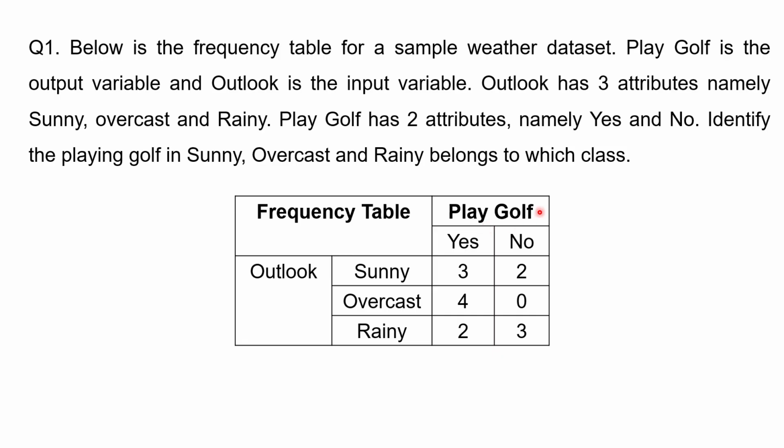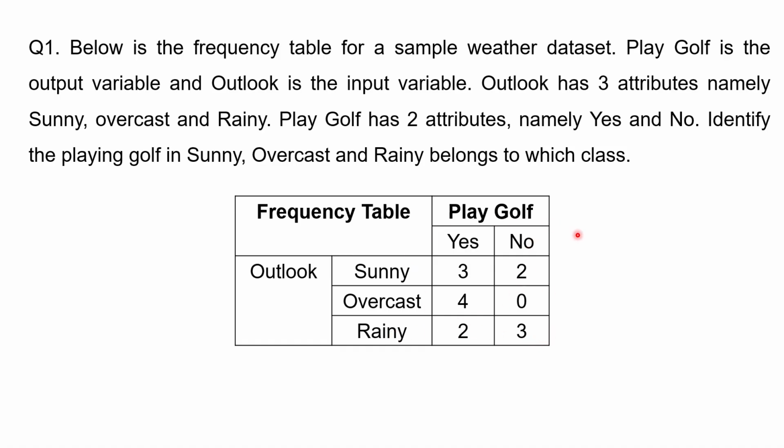So here play golf is the output variable and outlook is the input variable. This is the frequency table. Sunny following the yes class, the probabilistic value is 3 and sunny in the no class, the probabilistic value is 2. Similarly, overcast for yes class, the probability value is 4 and overcast for no class, the probability value is 0. Rainy for yes class, the probability value is 2 and rainy for no class, the probability value is 3.